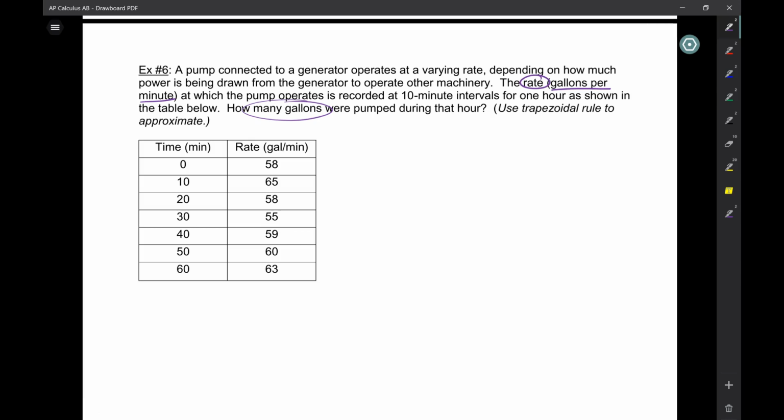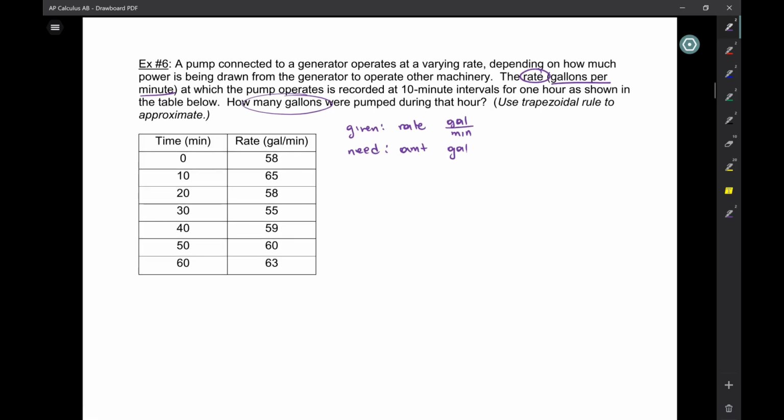So I'm given rate in gallons per minute. So again, I always write this. I'm given rate in gallons per minute. I need amount in gallons. So again, the question is, what should I do to what I have given in order to end up with gallons? What should I multiply with? By minutes, by a time unit, by a time increment. That means I need to do rate times time, rate dt. So let's take a look here. I have gallons per minute. I have minutes. Units are consistent.